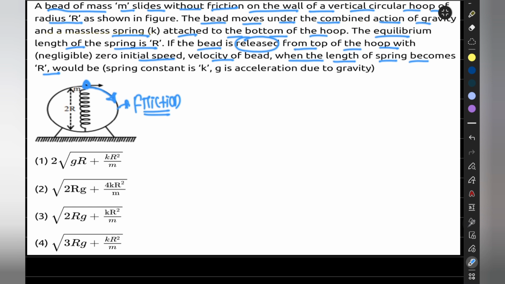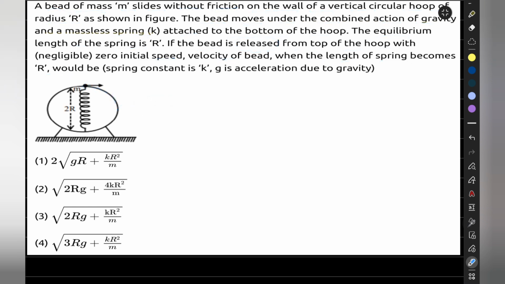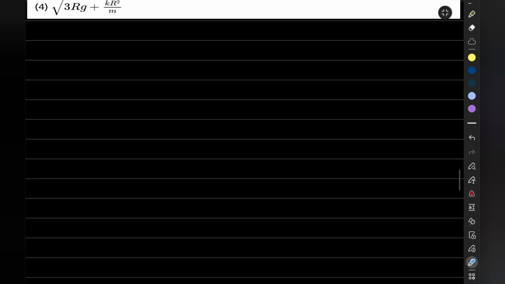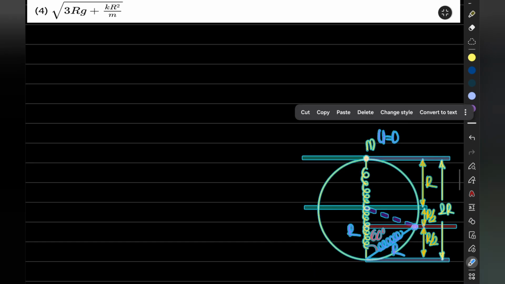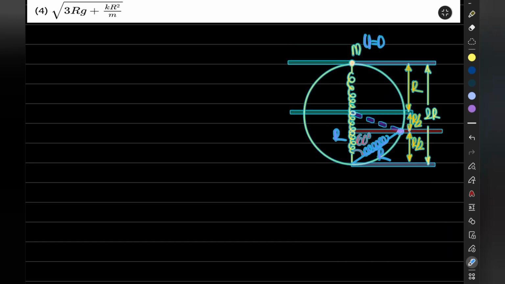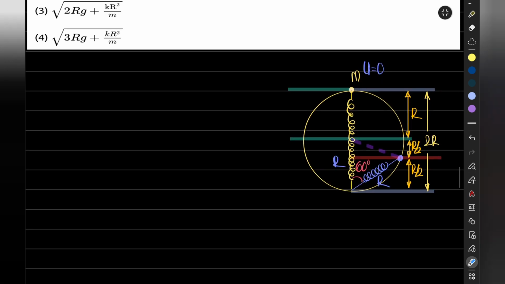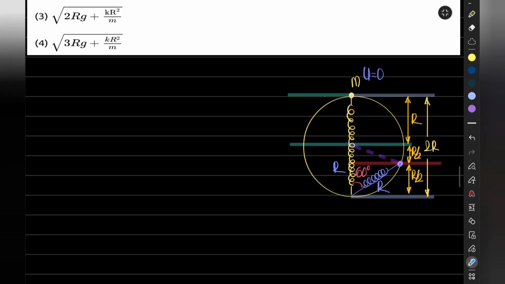Okay, so let me draw the diagram first and once again I will explain the same question. So this is the diagram which I have already drawn because it will take more time if I try to draw here. So what we have in this question, listen everyone, this is the bead we have, it is coming in the downward direction. Now when it is coming in the downward direction, there are two forces. One is the force of gravity and the other is your spring force.